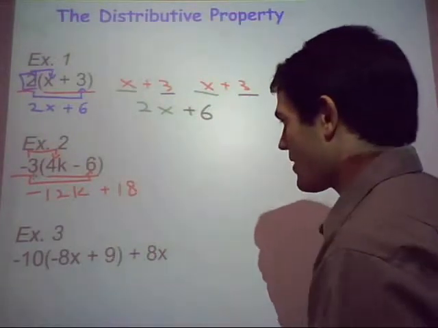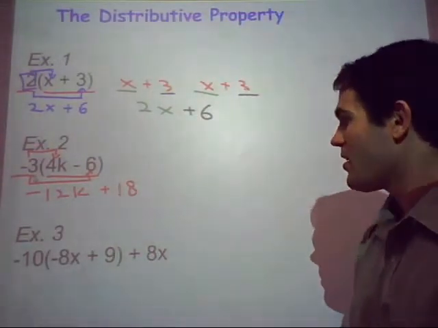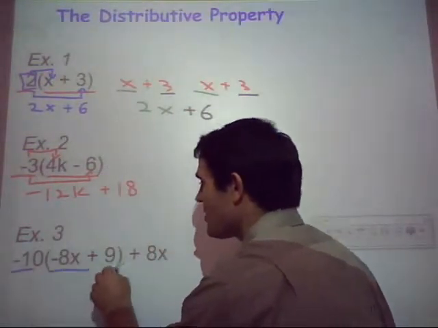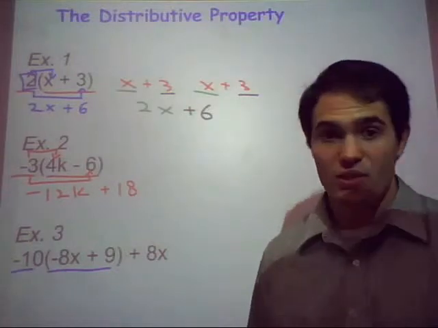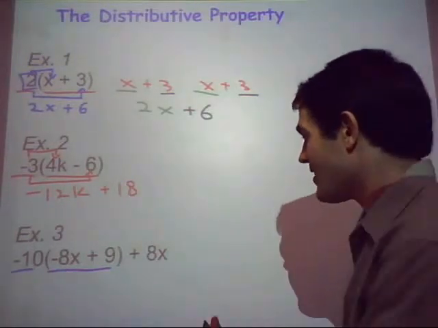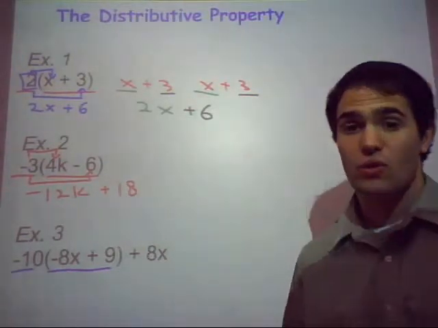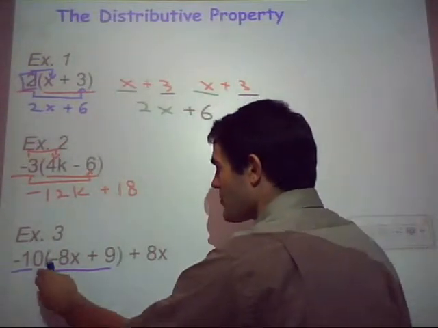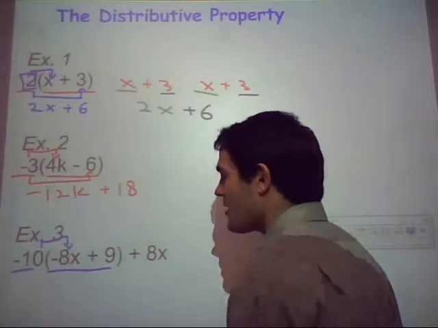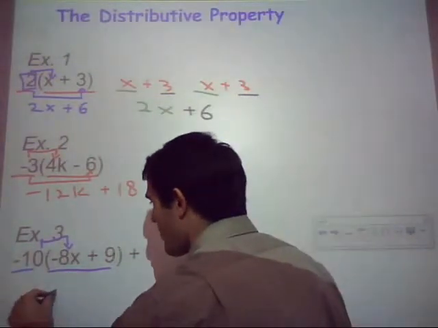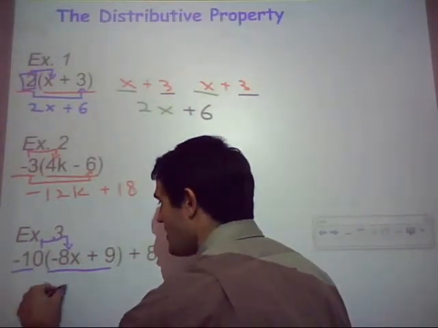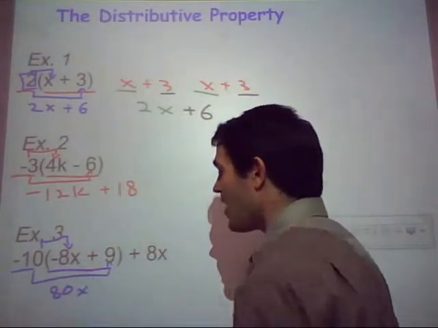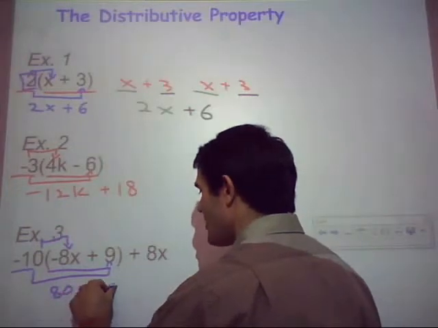Last one, number 3. I have negative 10 times negative 8x plus 9, and then I'm adding 8x to the end. So let's do the multiplication first. Negative 10 times negative 8x. Negative 10 times negative 8 is 80x. Negative 10 times 9 is negative 90.